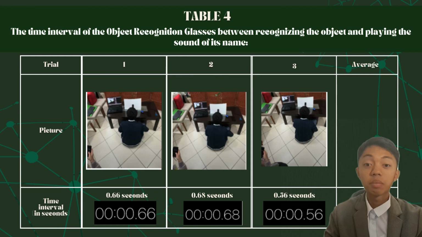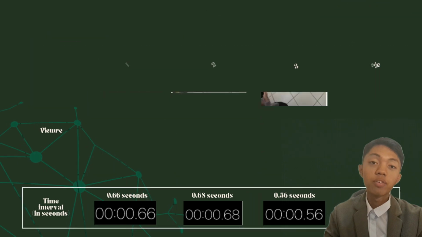Table 4 shows the 3 different trials in obtaining the time interval from recognizing the object to playing the sound of the name of the object using a stopwatch. 3 trials were conducted for the credibility of the data, and the average was taken by dividing the summation of all values by 3. In the first trial, it took 0.66 seconds. In the second, it took 0.68 seconds, and in the third, it took 0.56 seconds.